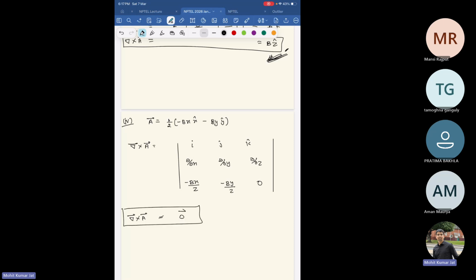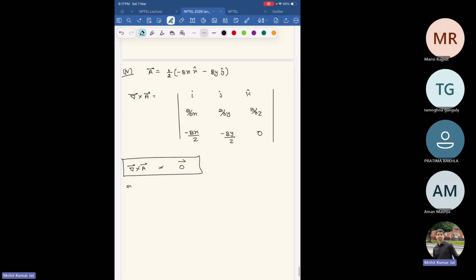So only option 3 satisfies the B is equal to Bz criteria. So here option 3 is the only correct one.